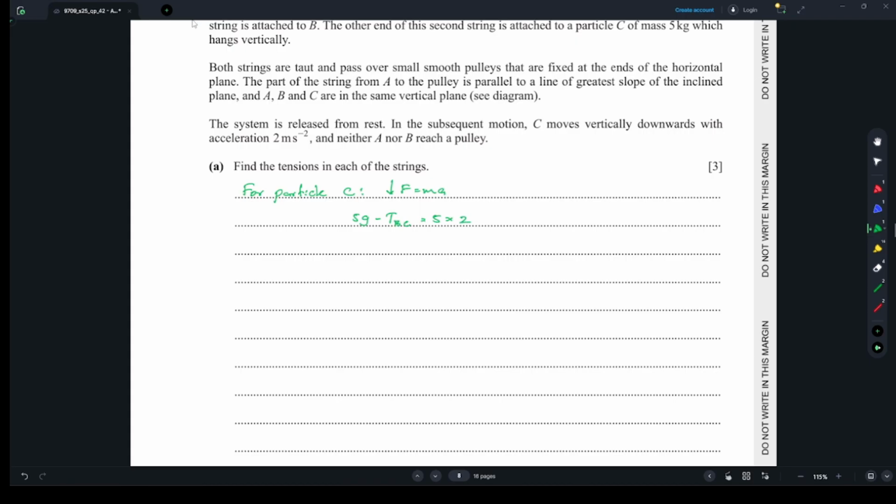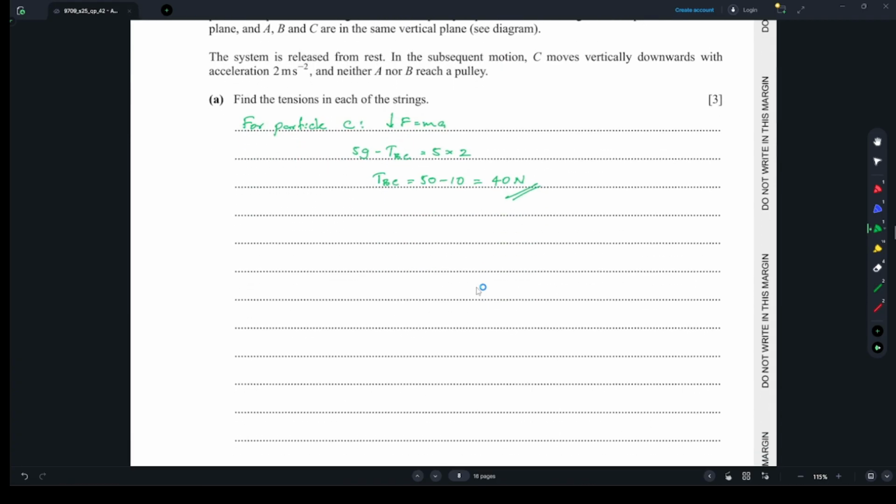Okay, so with this one I can bring TBC to the right side and 5 times 2 to the other side. So I can write 5g, which, g is 10, so it's 50 minus 5 times 2 is 10. So it is then 40 newtons. Okay, so the tension of BC is 40 newtons.